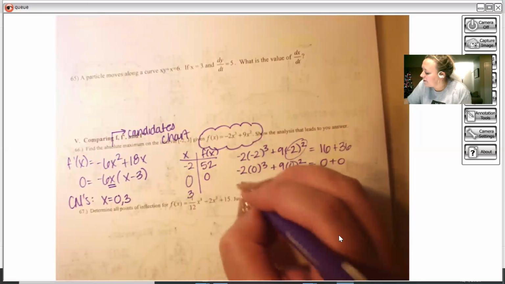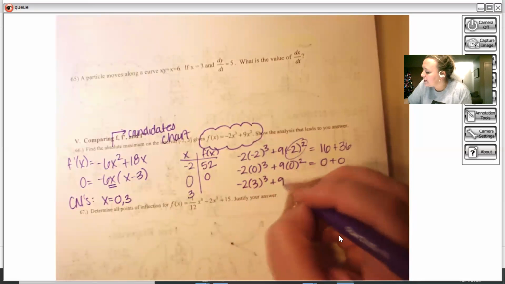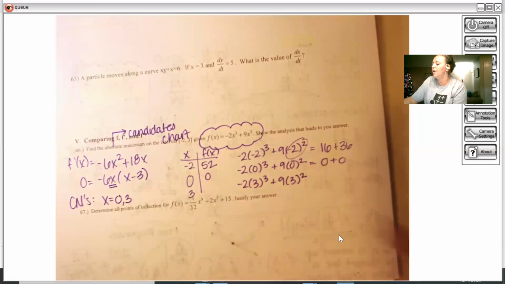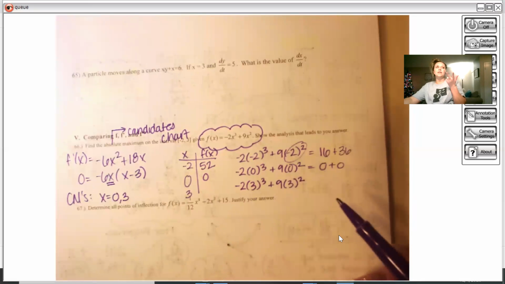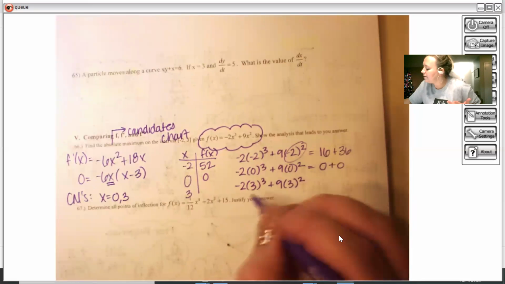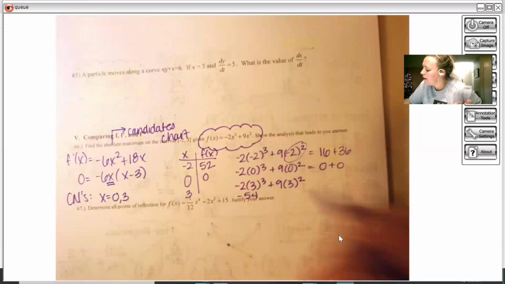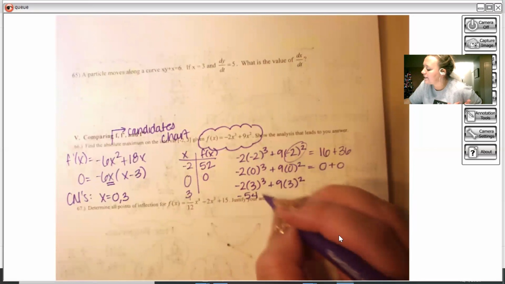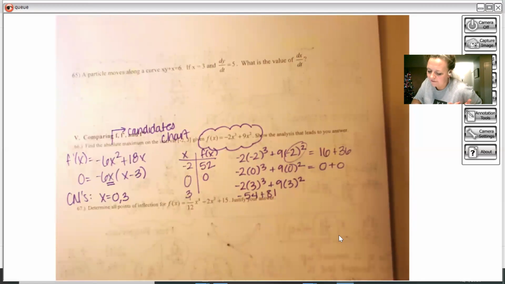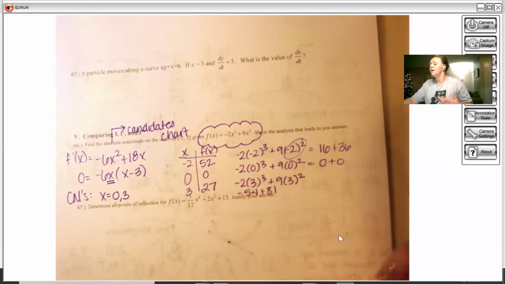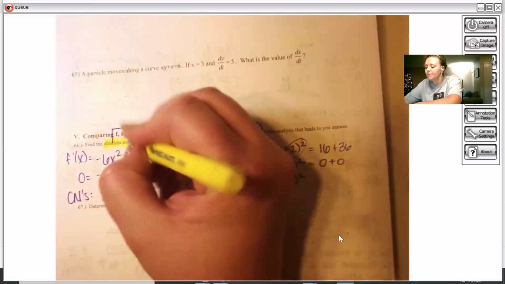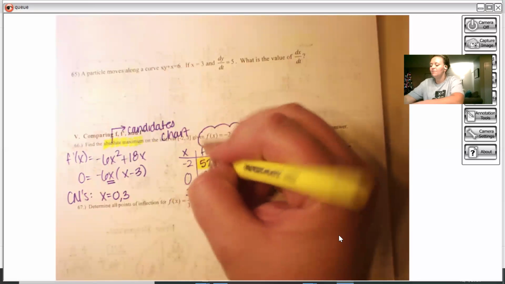Okay, let's go with 3. -2 times 3 cubed plus 9 times 3 squared. Well, 3 cubed is 3 times 3 is 9, times 3 is 27, times -2, that's -54. 3 squared is another 9, times 9 is 81. And then if I do -54 plus 81, we're going to get 27. So out of that chart, I can look at it and see what's the biggest y value, what's the smallest y value. Specifically, if I only care about the absolute max, then I'm just looking for the biggest y value, which is going to be 52.